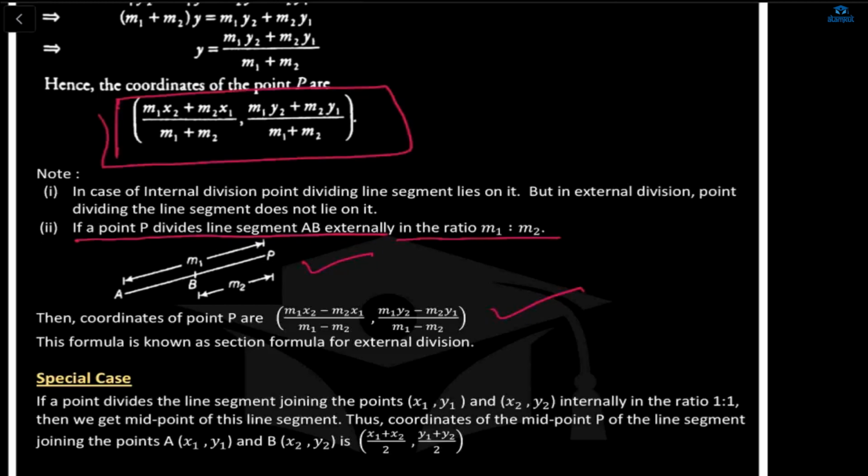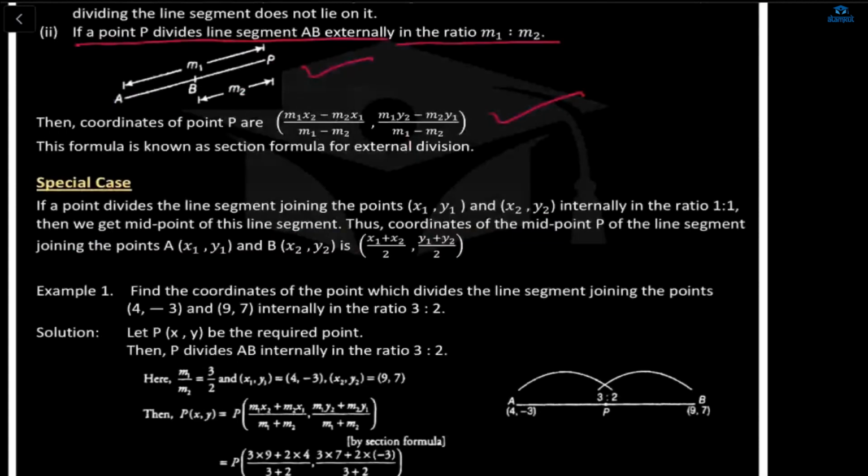You can see here in this formula, everywhere plus was there. The formula is the same, M1 X2, M2 X1, only the sign has changed. So when the point P is dividing the line segment internally, the sign will be plus, and when it is dividing the line segment externally, it will be minus. This is for external division.